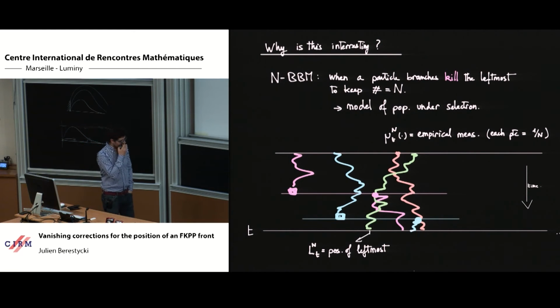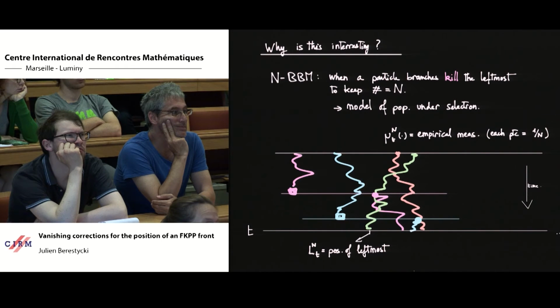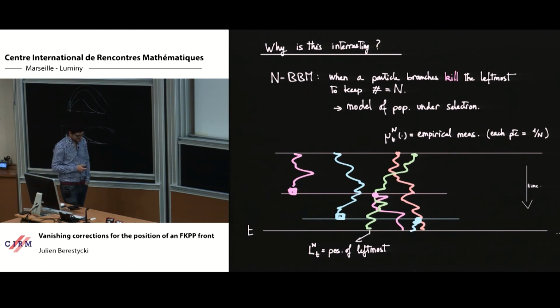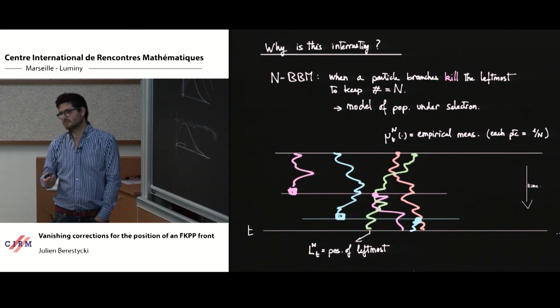So why is this interesting? Now I'm going to speak about a slightly different question, which is still open, but I think is really interesting and is related, of course. If you take a model of NBBM, a branching Brownian motion with selection, it works like this. You start with n particles, and each particle moves around on the real line like a Brownian motion, and they all branch at rate 1. So far, it's just a branching Brownian motion.